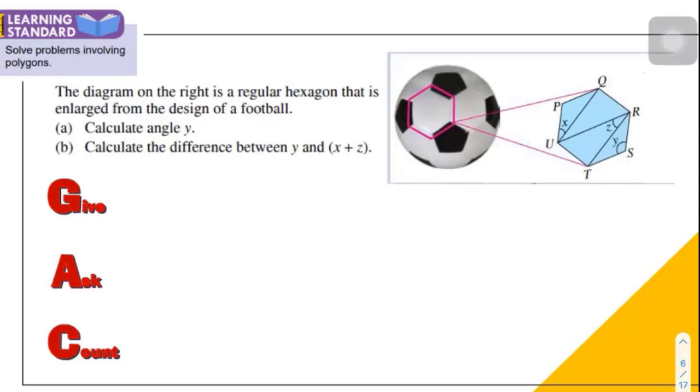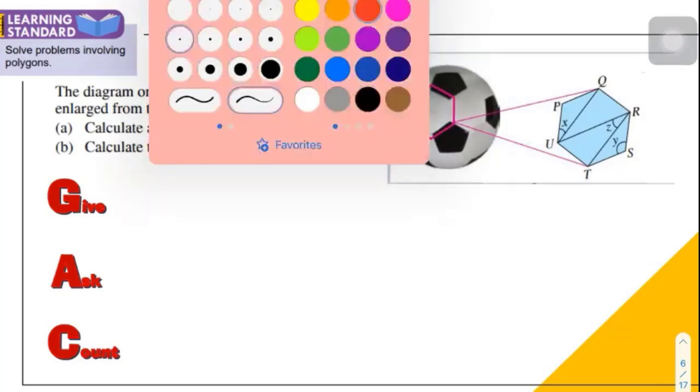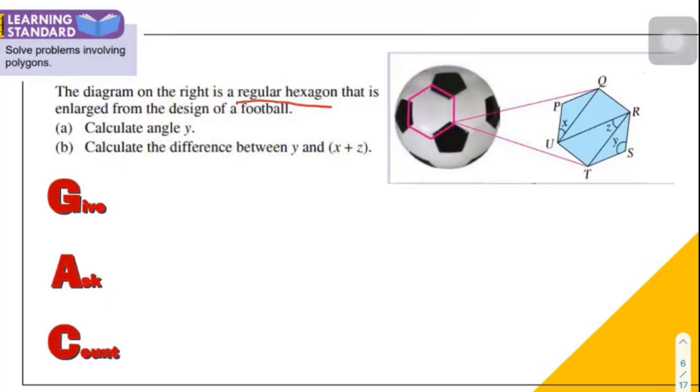Now we want to find it already. You see the keyword. The keyword mentions what? Regular hexagon. Regular means all the interior angles are the same or not? Are all the interior angles equivalent or not?